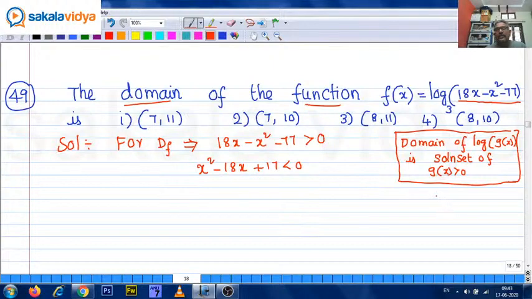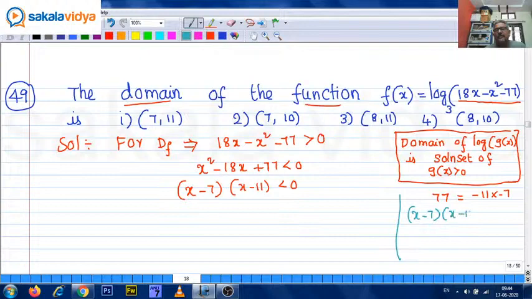So now write down the factors of 77 we can write: minus 11 into minus 7. Minus 11 plus minus 7 is minus 18. This we can write like this: (x minus 7) into (x minus 11) is less than 0. So let us find out the critical points now. What are the critical points here? (x minus 7) into (x minus 11) is equated to 0. LHS is equated to 0. x is equal to 7 or 11.